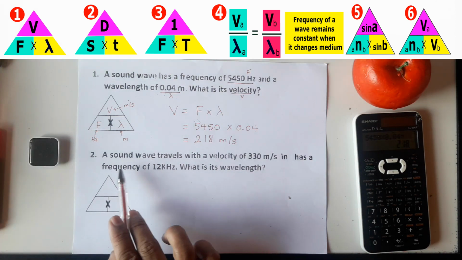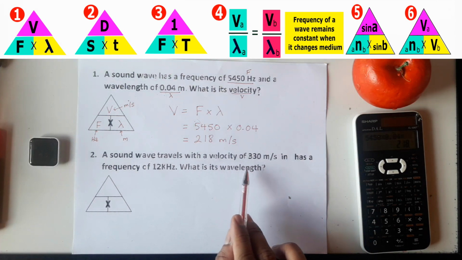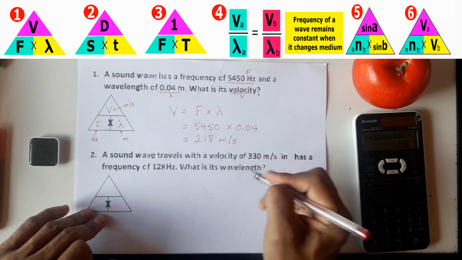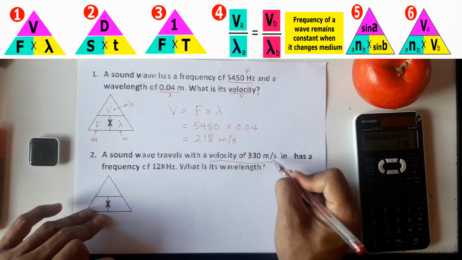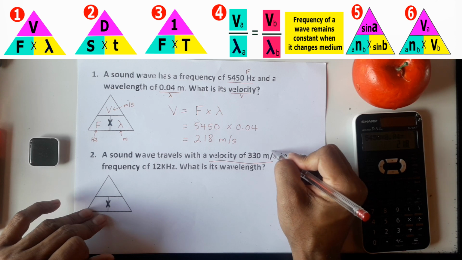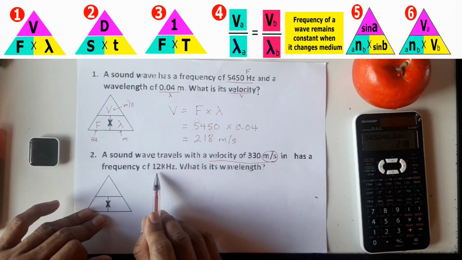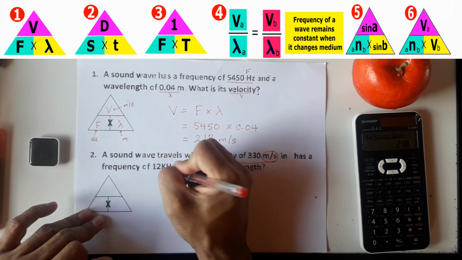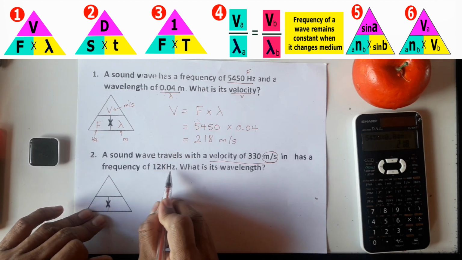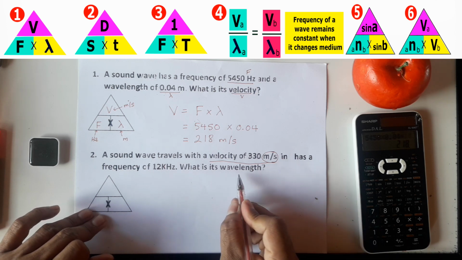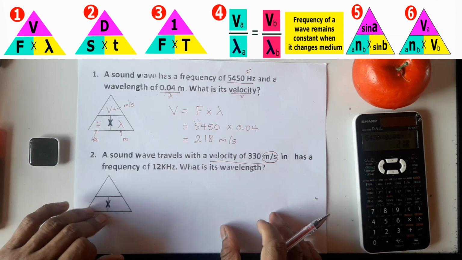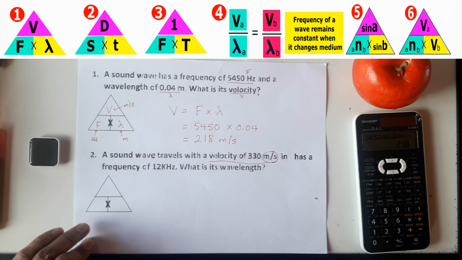A sound wave travels with a velocity of 330 meters per second. Great, so our velocity is given in the correct units, meters per second. That is what we want. And a frequency, sorry for the bad writing here, is 12, not Hertz, but 12 kilohertz. What is the wavelength? Now, it seems to me we will be using formula 1 again.